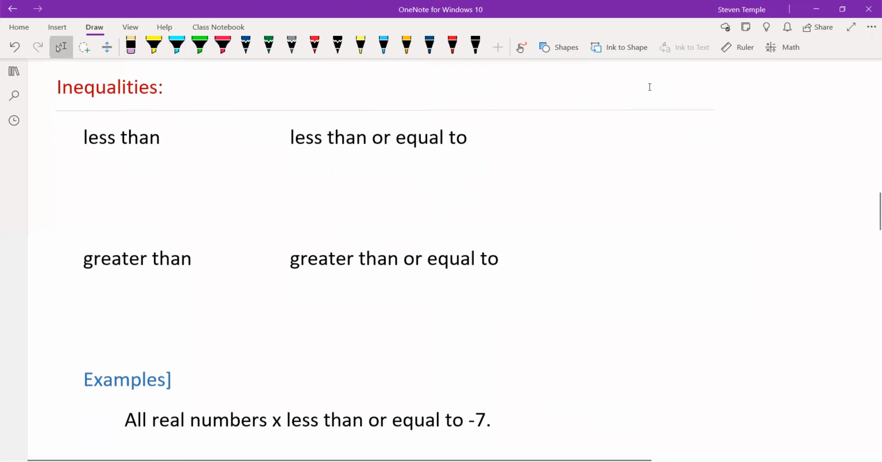So, inequalities. I think this is not new to you, but you may have heard things such as less than, greater than, less than or equal to, greater than or equal to. Less than is this symbol, and it looks like an L. Greater than is in the opposite direction. Less than or equal to means I'm going to put a little line here, meaning it could possibly be equal to, and the same thing goes for greater than or equal to.